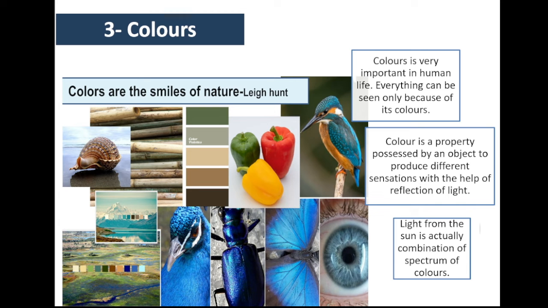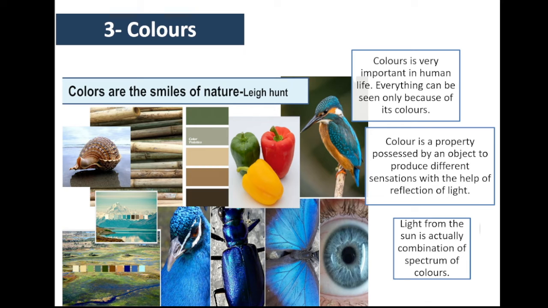The next element is color. As we know, color is very important in human life. Everything can be seen only because of its color. According to Lehan, colors are the smiles of nature. Color is a property processed by an object to produce different sensations with the help of reflection of light.